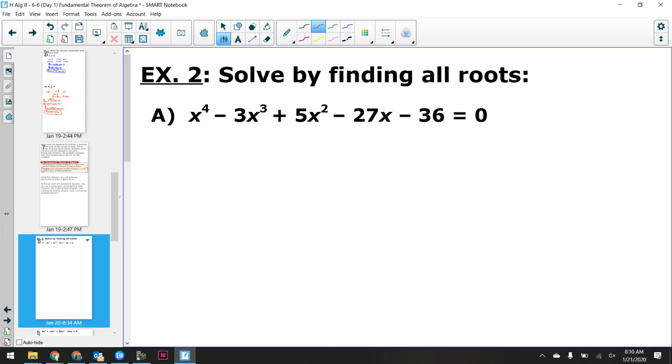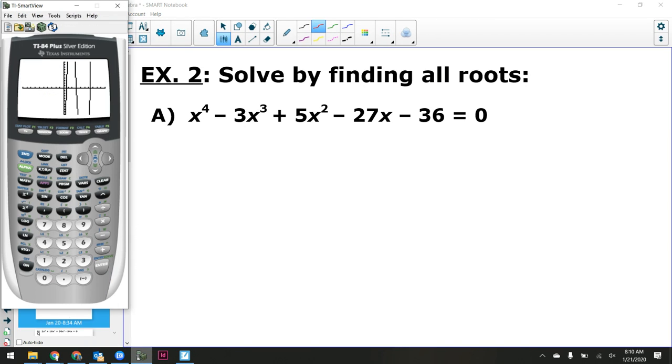What does that mean in terms of this problem? Can I factor this as it sits right now? I can't factor it right now. So if I have my graphing calculator, we graph. So let's do that. I go into my y equals, and I enter x to the 4th minus 3x to the 3rd plus 5x squared minus 27x minus 36. Okay, I see a straight through and a straight through.